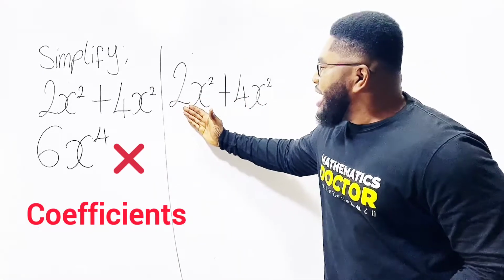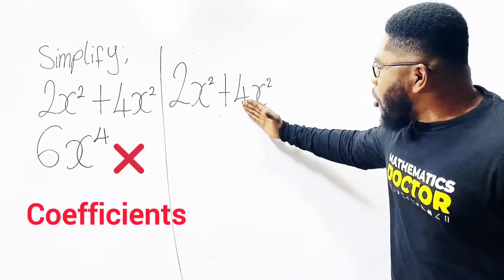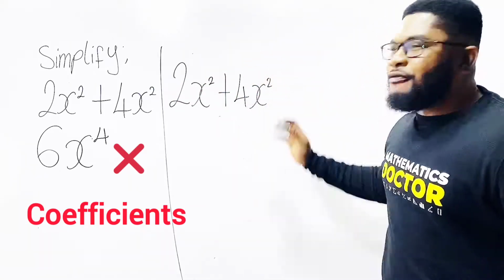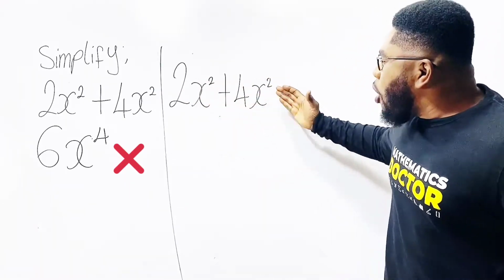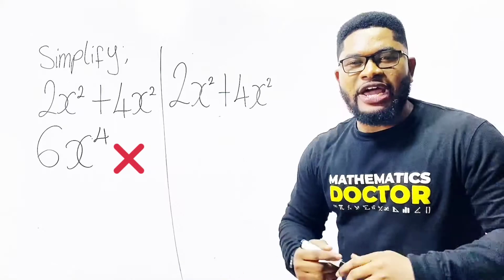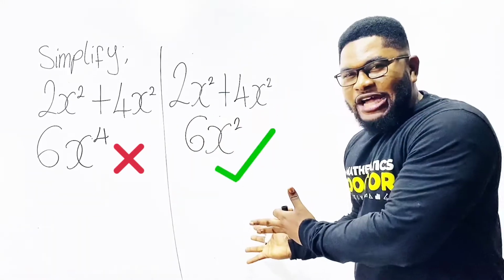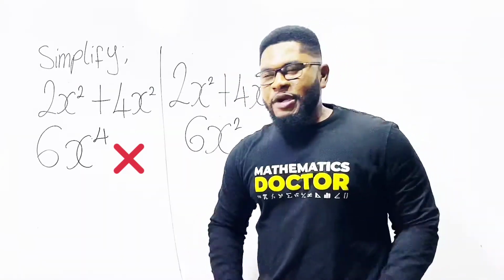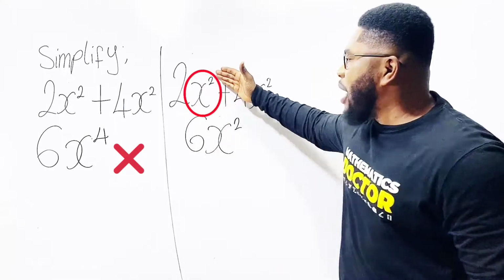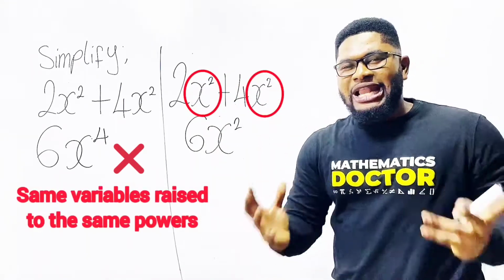This 2 means that the x squared are 2 of them, so they are 2x squared. And 4 means that there are 4 of the x squared. So 2 of the x squared plus 4 of the x squared will give us 6 of the x squared, making 6x squared. Now this is the right way of doing it. So please, anytime you are given such a question, make sure that the variable as well as the powers are the same. That makes them like terms.